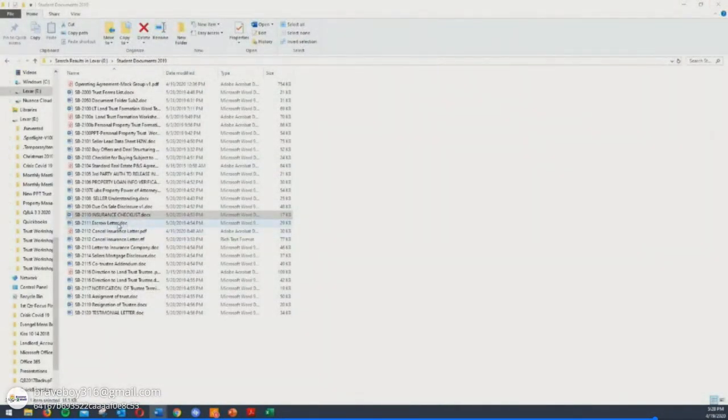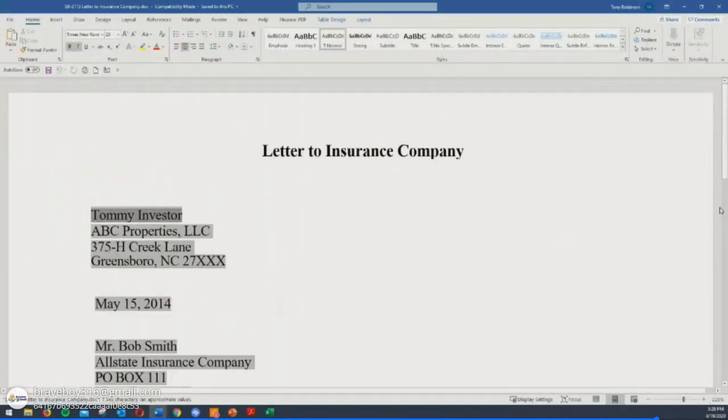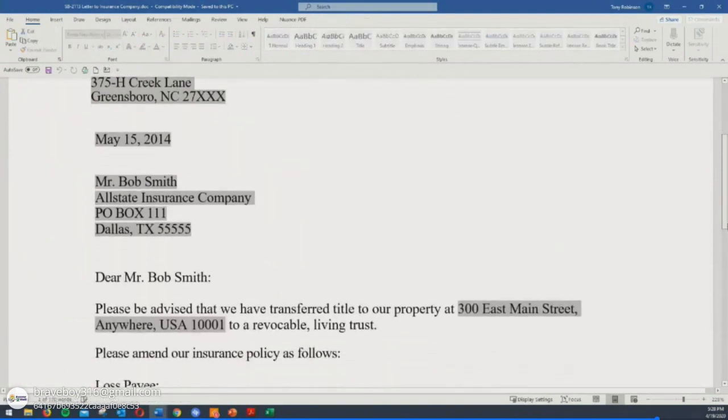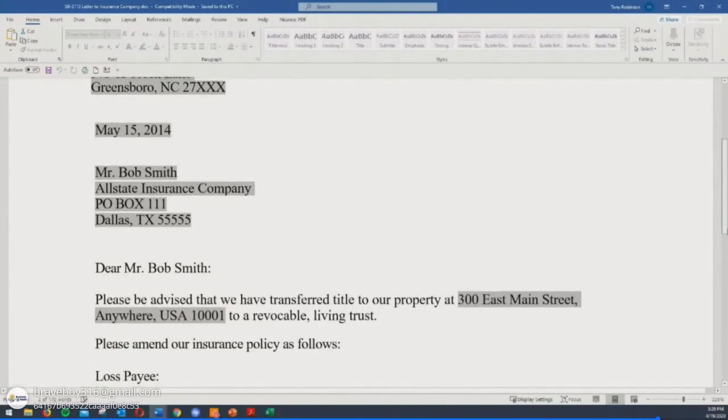Escrow letter. I'm not even going to go there. That's just a letter that tells you that you have the right to receive the escrow account, any funds that are overage in the escrow account.